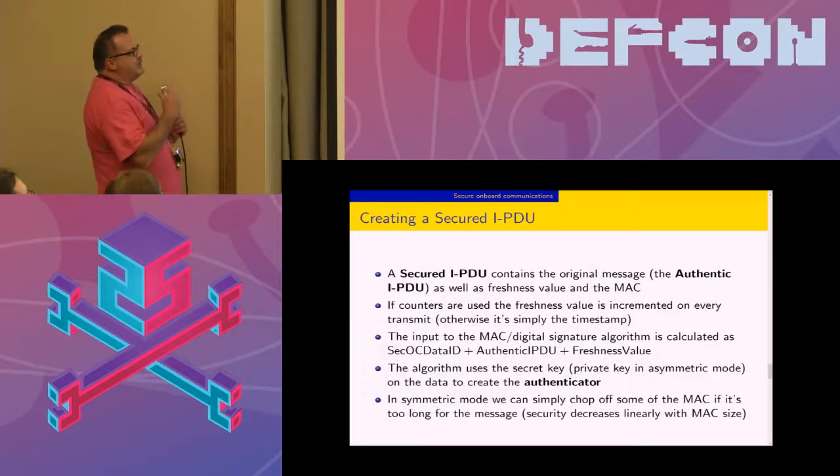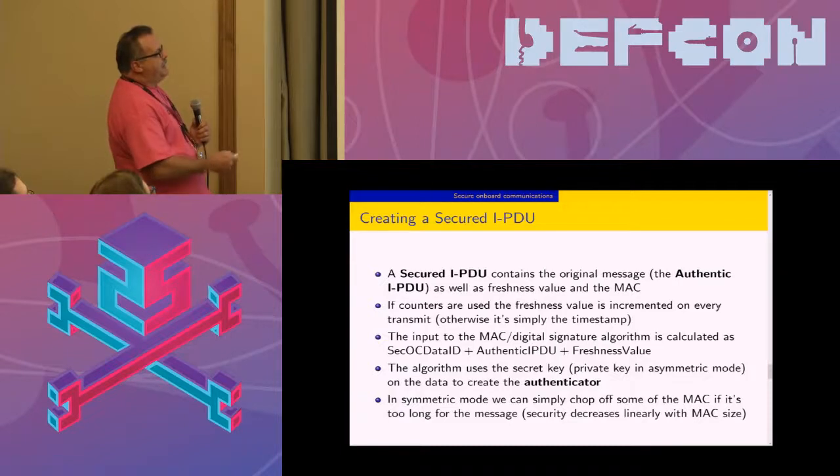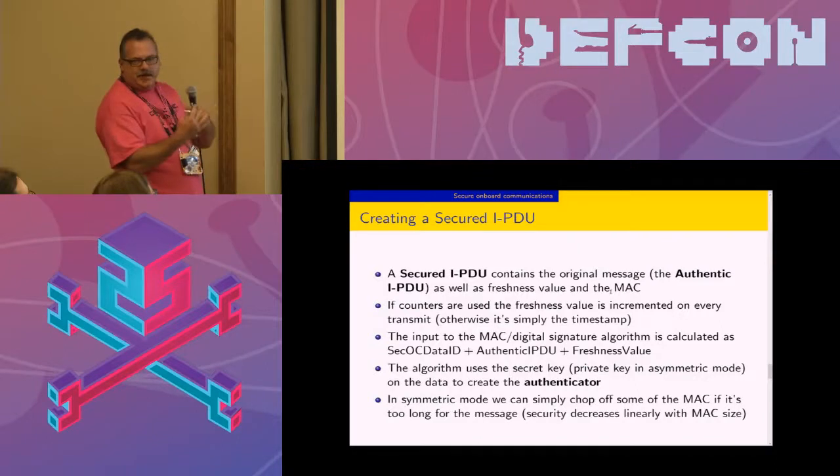So in the spec, it talks about the secured IPDU, and that's basically what contains that original message or the data within the frame, okay, as well as the freshness value and the MAC. So that's basically all three of those components I just talked about. That is the secured IPDU.